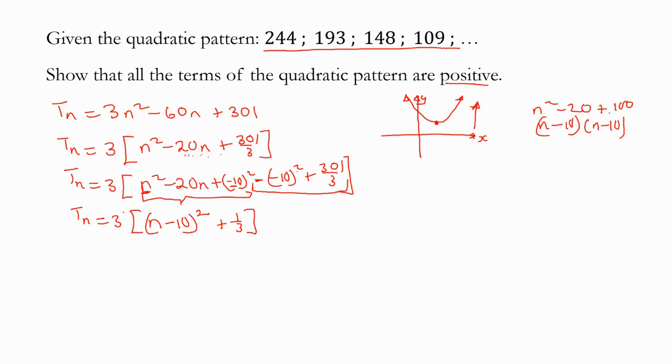And then now let's distribute 3. See, inside the square bracket, there are 2 terms, isn't it? So we multiply this by 3, we multiply this by 3. So it becomes Tn is equal to 3 times n minus 10 squared plus 1. So now the coordinates of the turning point, we take this. This is p, so it changes sign, becomes 10 and then 1. So meaning that the coordinates of this point will be (10, 1), and then the minimum value is 1. You see that? So it means all the values of this sequence or this pattern are positive because the minimum value is 1, positive 1.